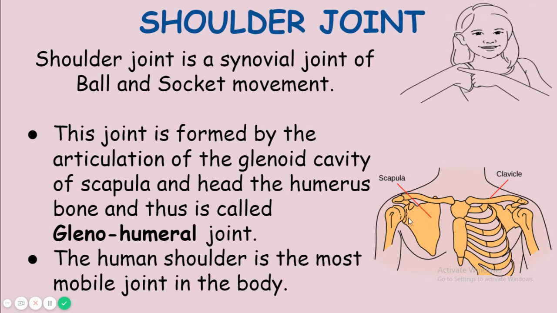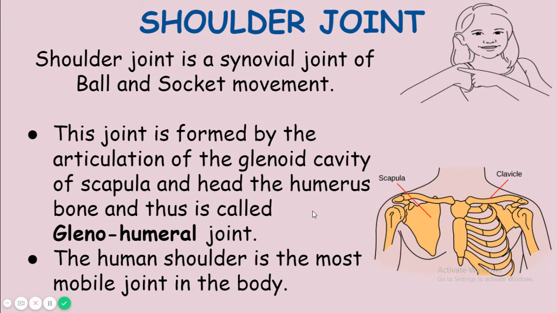And this shoulder joint is a ball and socket joint. Another example of a ball and socket joint is the hip joint, which takes place between the hip bone and the head of the femur. Okay. It is the most mobile joint of the body. One important point is that both the shoulder joint and the hip joint are ball and socket joints. But when we compare the shoulder joint with the hip joint, the shoulder joint produces a wide range of movement as compared to the hip joint.